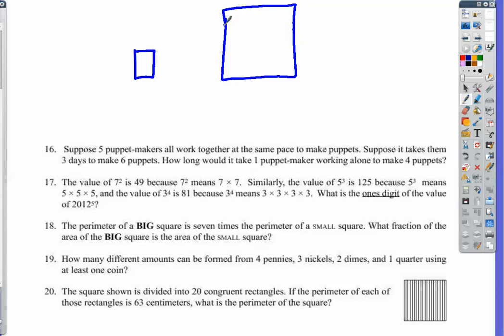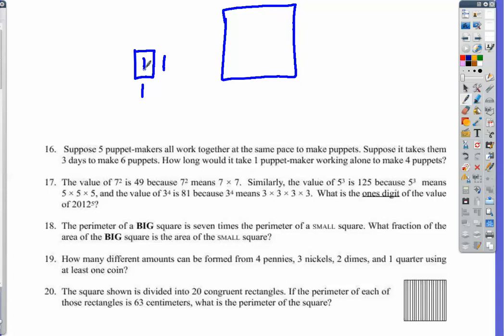So what is the easiest number to add, subtract, divide, and multiply? 1. So I'm going to say the small square has a side length of 1. So what is the area of this square? How do you find the area of a square? 1 times 1 is 1, so the area of the square is 1.